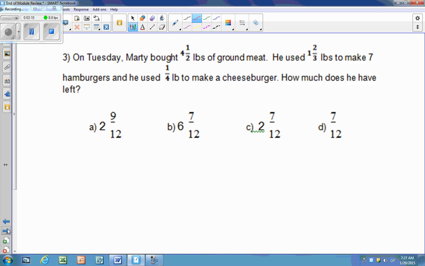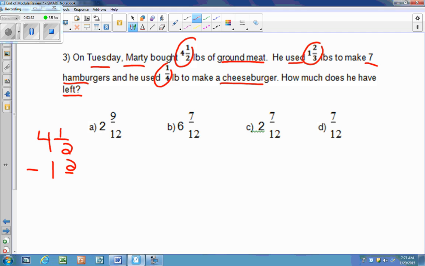Next question, on Tuesday, Marty bought 4 1/2 pounds of ground meat. He used 1 2/3 pounds to make 7 hamburgers, and he used 1/4 pound to make a cheeseburger. How much does he have left? So it's the same process. So I have 4 1/2 pounds of ground meat, and he used up 1 2/3 to start. I'm going to turn them into improper fractions. So I have 9/2, and I have 5/3. The common denominator in this case would be 6.